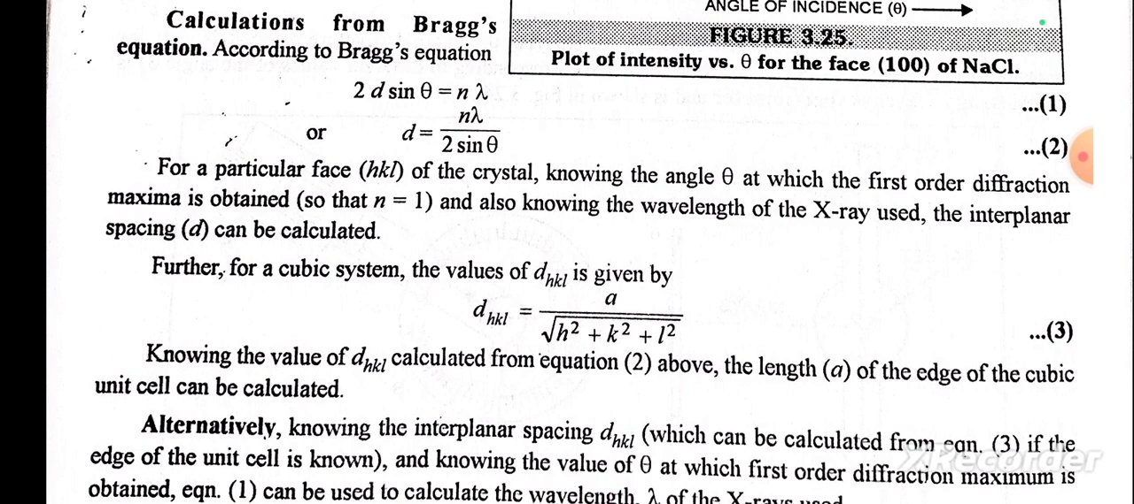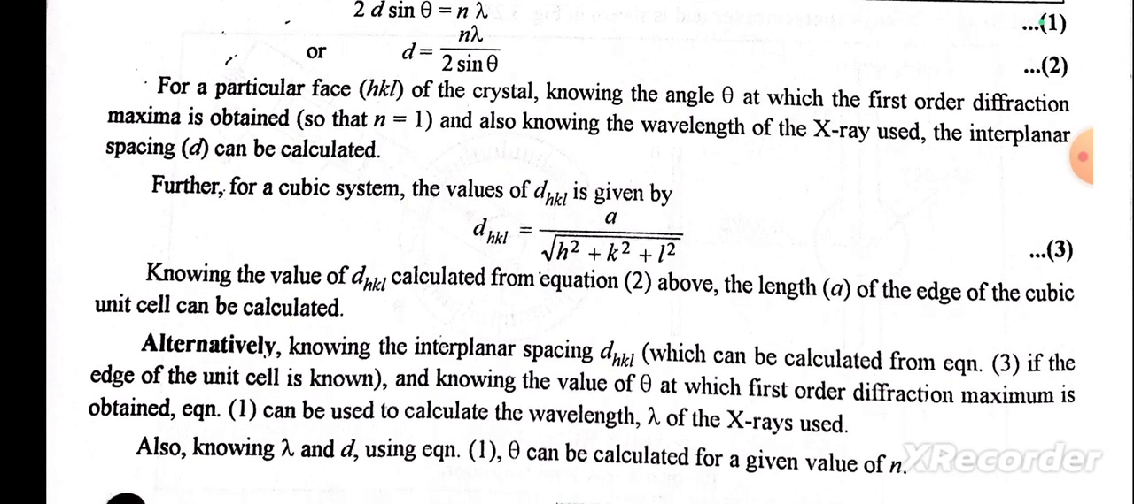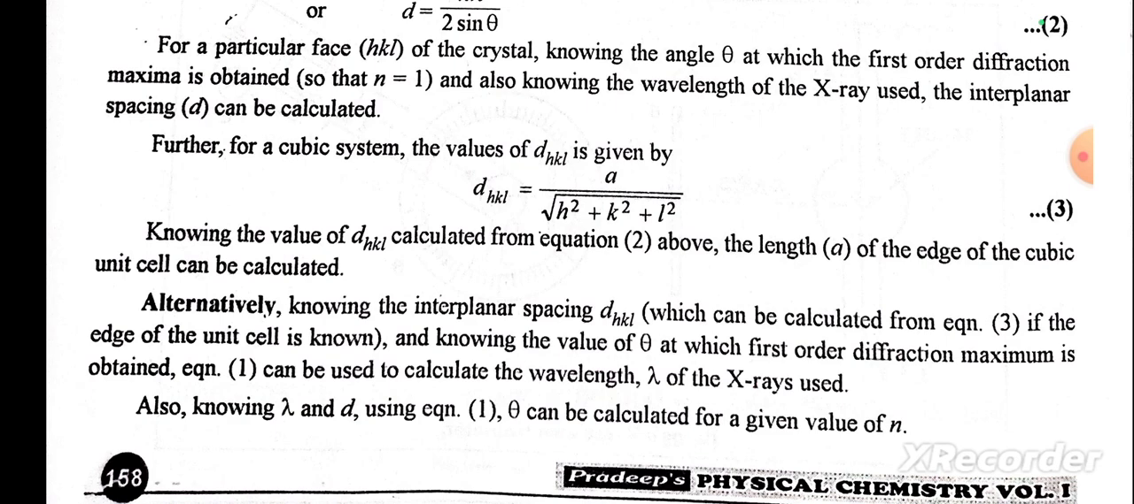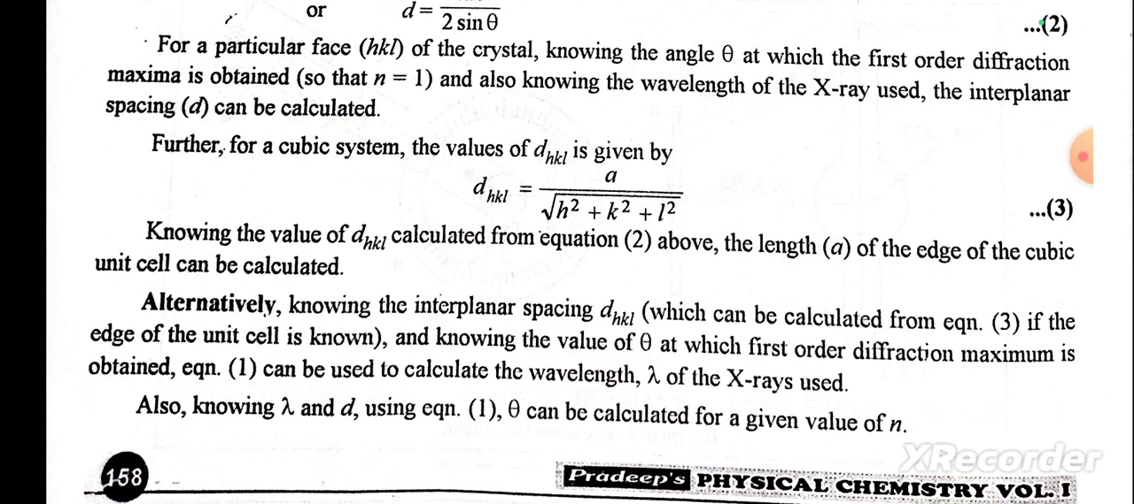Calculations using the Bragg equation. According to the Bragg equation, 2d sin theta is equal to n lambda. If the angle theta at which the first order of diffraction is obtained for a particular face is known, and the wavelength of the X-rays used is known, the interplanar spacing d can be calculated. Further, for a cubic system the value of d is given by d_hkl equal to a divided by the square root of h squared plus k squared plus l squared. Knowing the value of d calculated from the second equation above, the length a of the edge of a cubic unit cell is calculated.